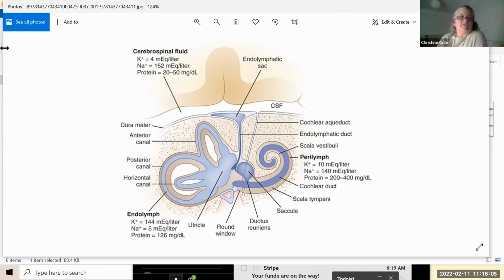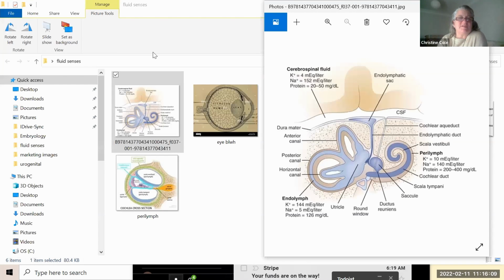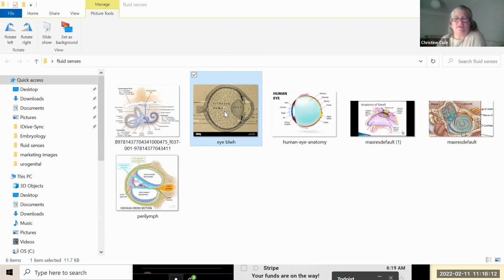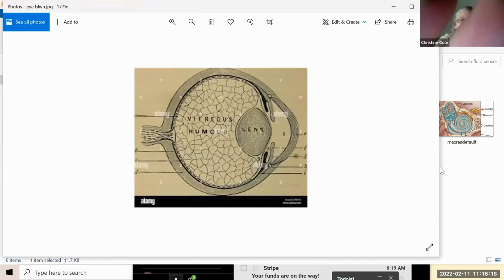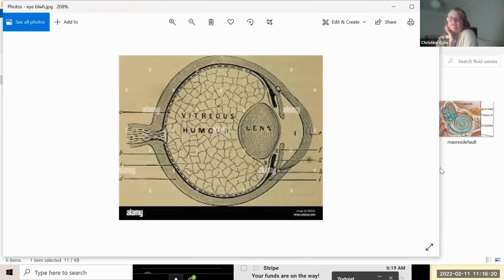I'll show you, I'm still sharing. Okay, so we'll go to the next. I'm looking at you for a moment, so I'm seeing what you're doing. So this is a very small picture of the vitreous humor. So it's a different kind of fluid.